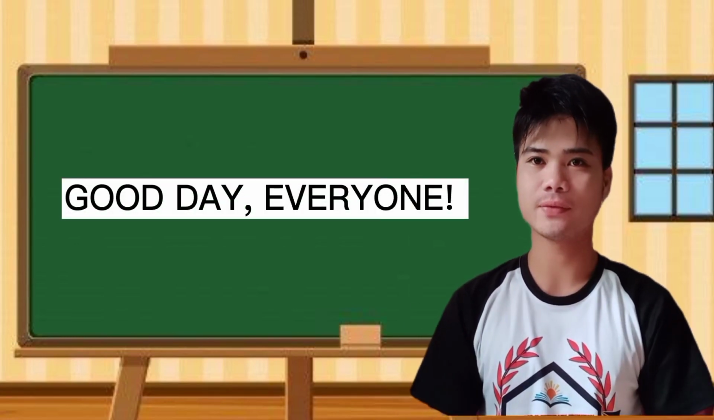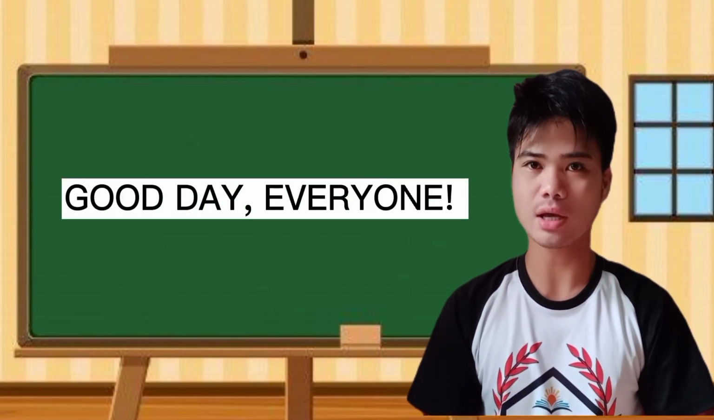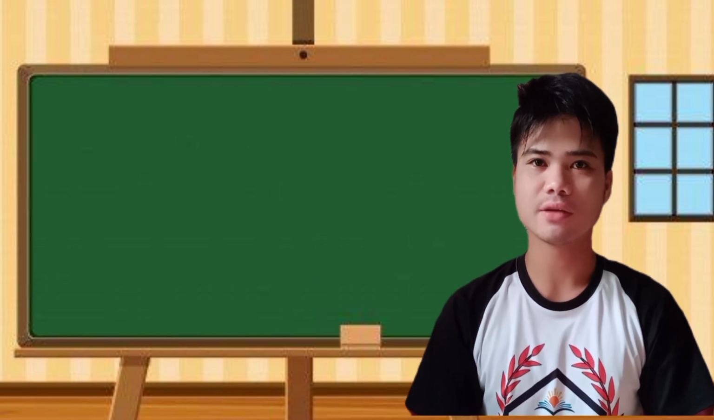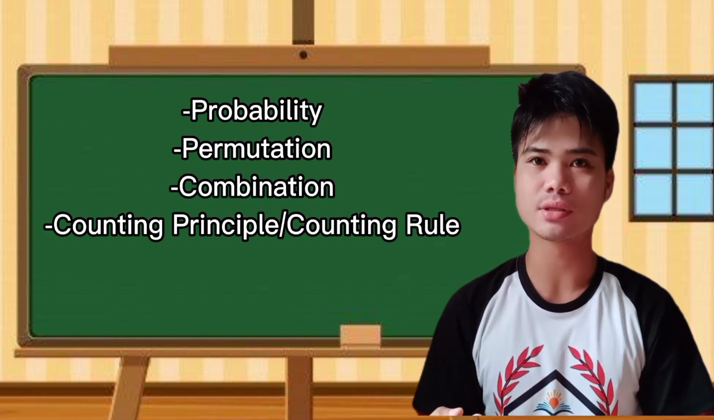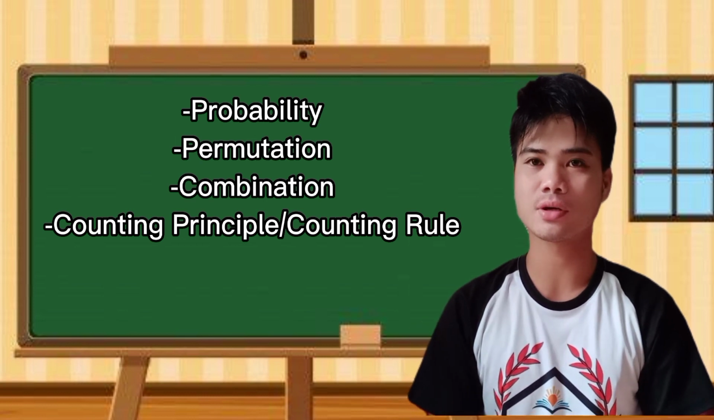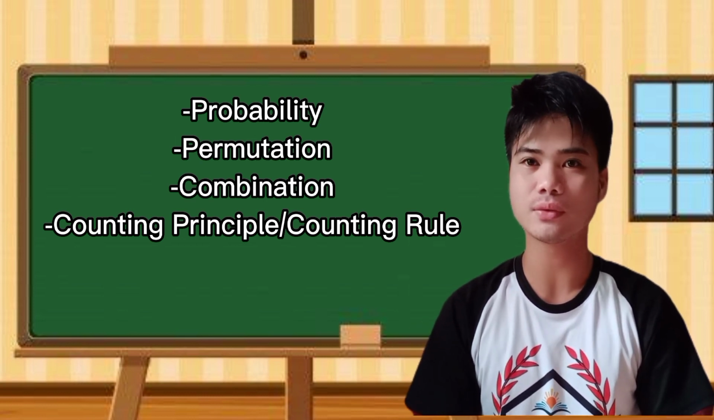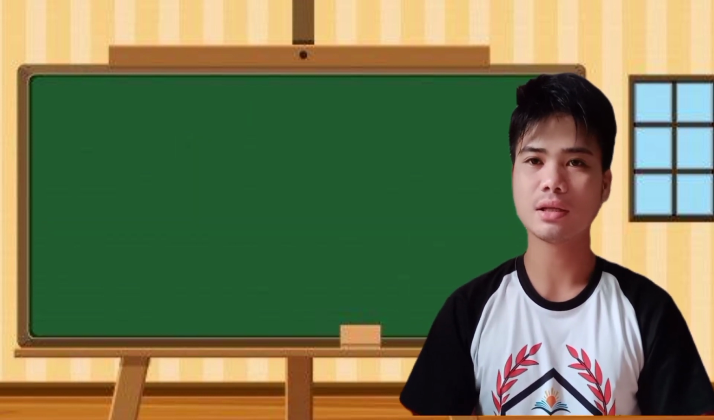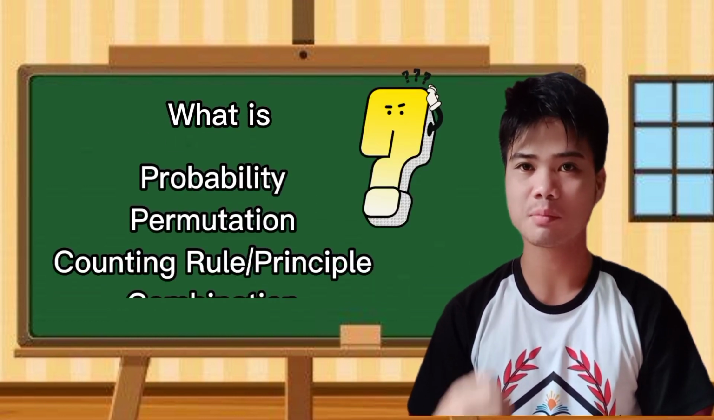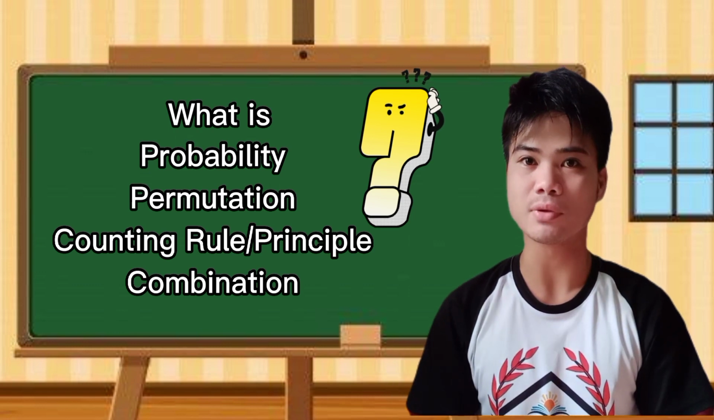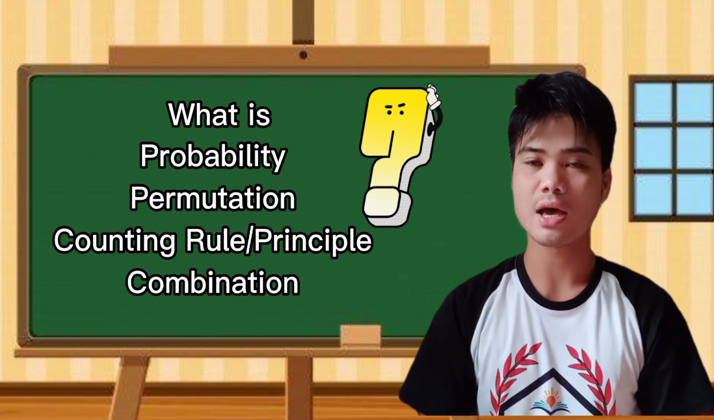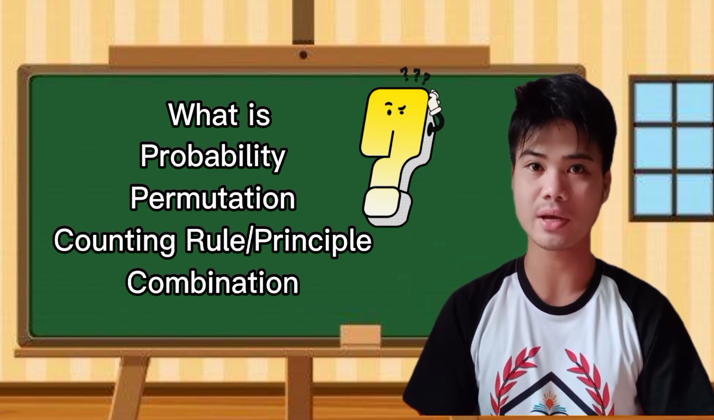Good day, everyone. Today, we will answer some word problems involving probability, permutations, combinations, and counting principles, or what we call counting rules. But before that, let us first recall what probability, permutations, counting principles, and combinations are, and their formulas to be used as well.